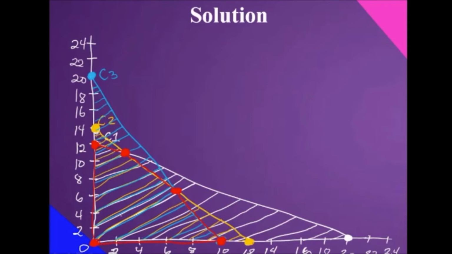So, ibig sabihin, ang ating feasible region is yung region na nandito, yung nasa pula. I hope na i-imagine nyo, at na-appreciate nyo ang usage of different colors.